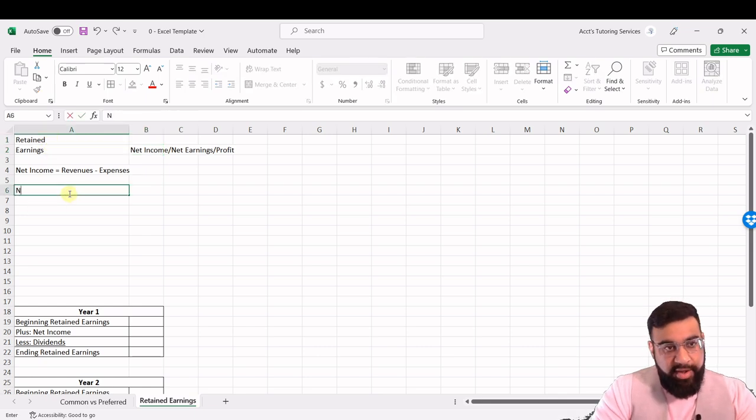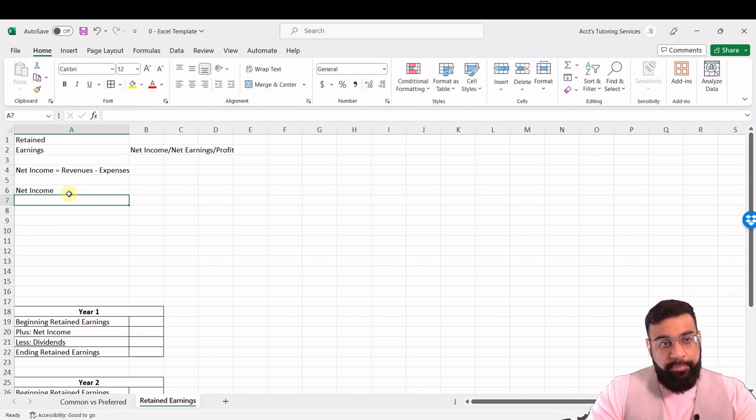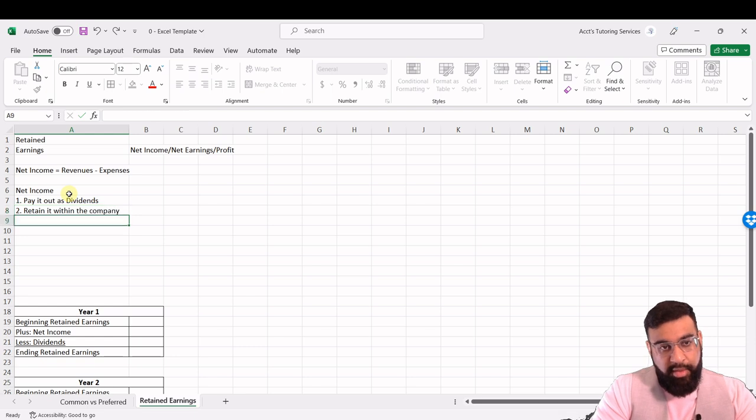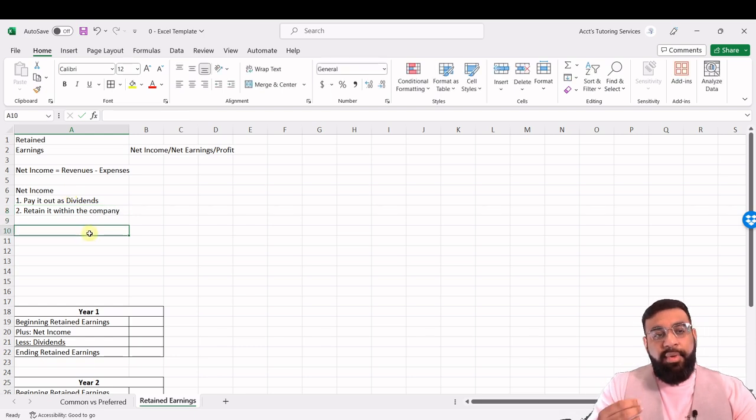When we have net income, there are two things that we could do with it. One is we could pay it out as dividends, and second is we could retain it within the company. Dividends are a payment that we make to our shareholders saying thank you for investing in our company. To rewind a little bit, common shares or preferred shares are issued for cash for an ownership stake within the business, and the company could declare a dividend or not. That's up to them.